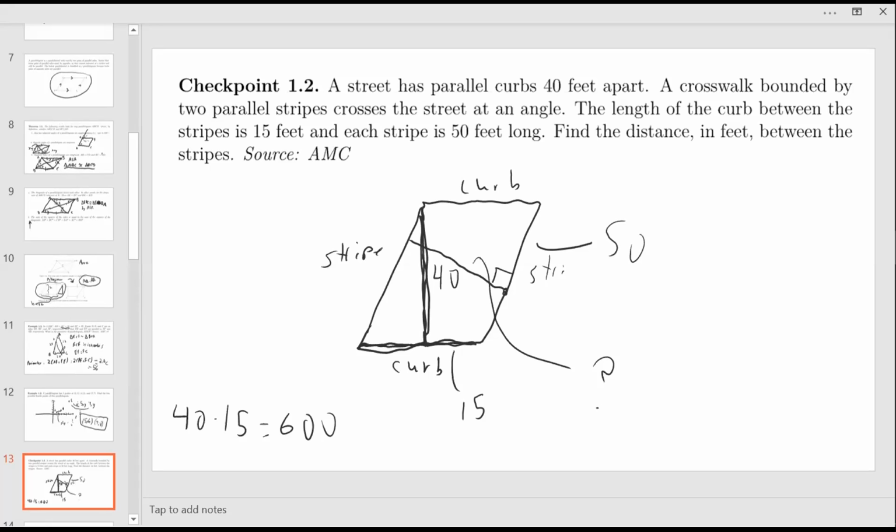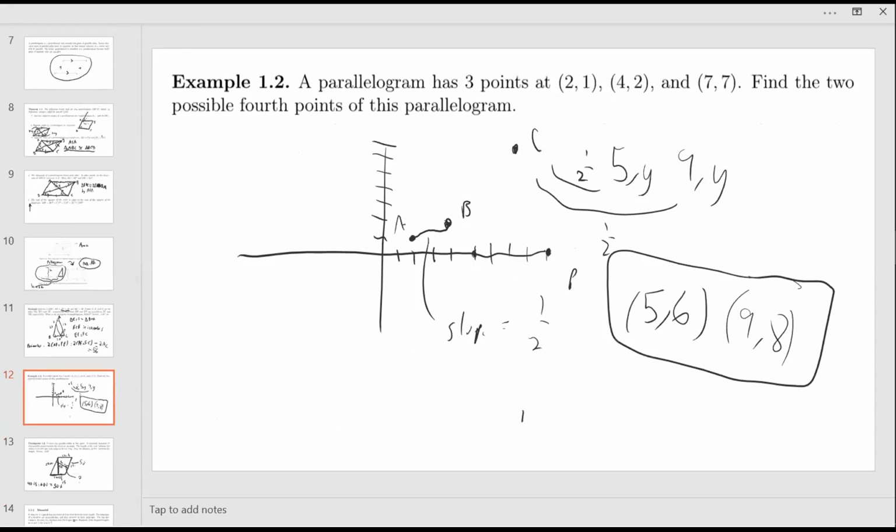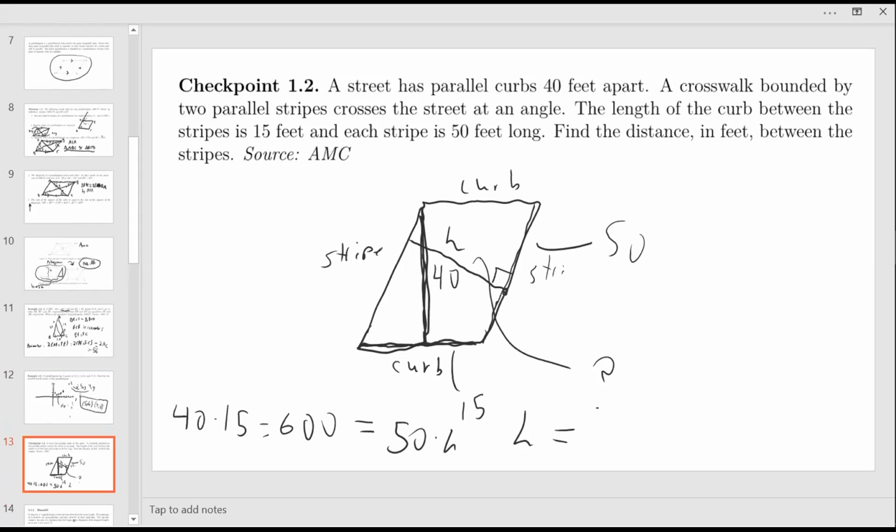Now let's look at the height from the other base-height pair, in which the base is the stripe. This should be equal to 50 times h, where h is this distance, because the areas using two different base-height pairs still give us the same area. So solving for h, we just get h is 12.